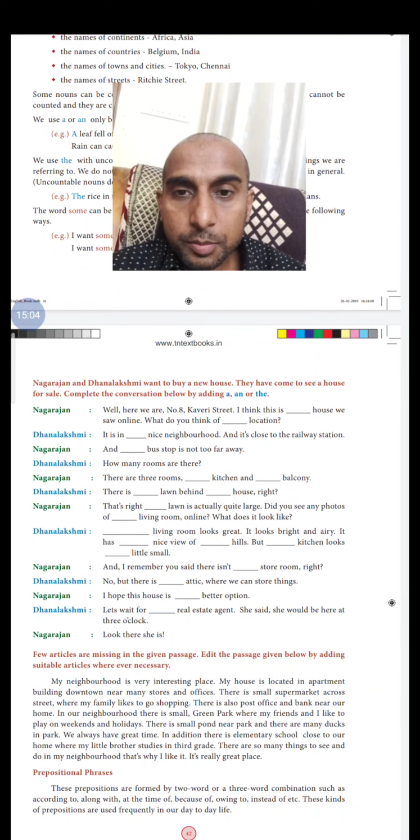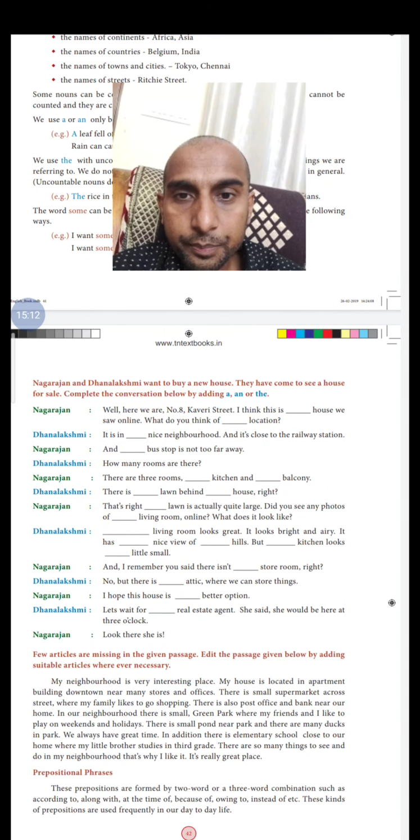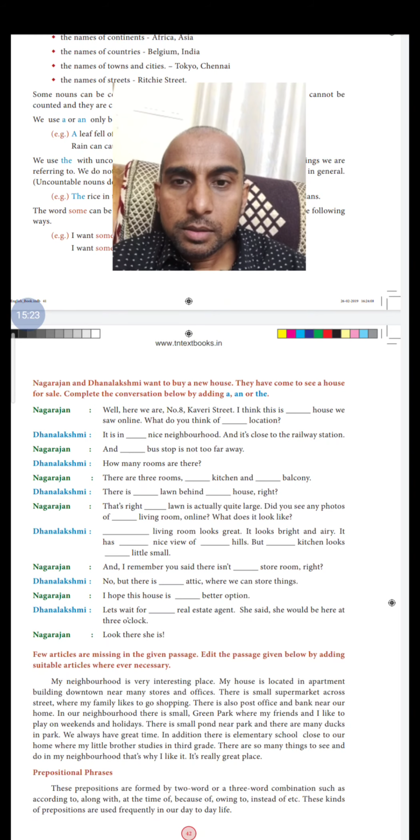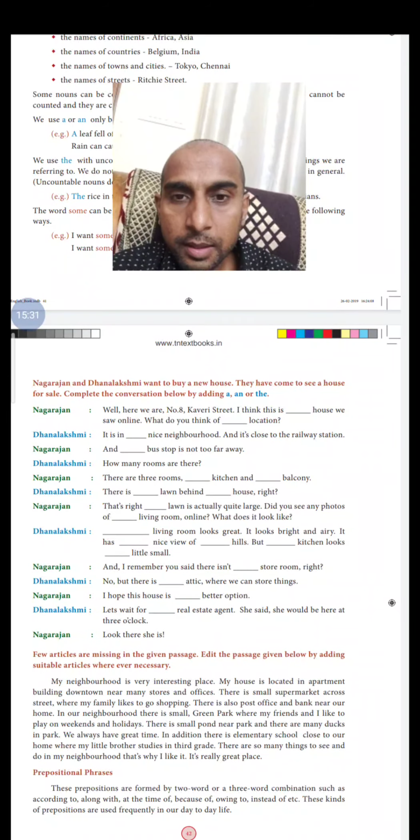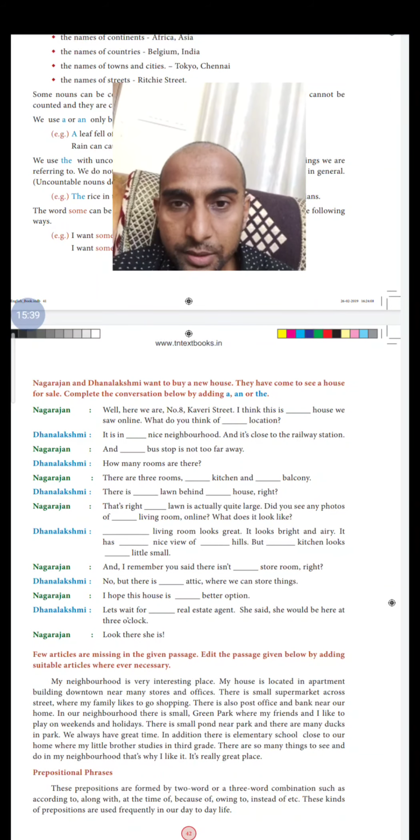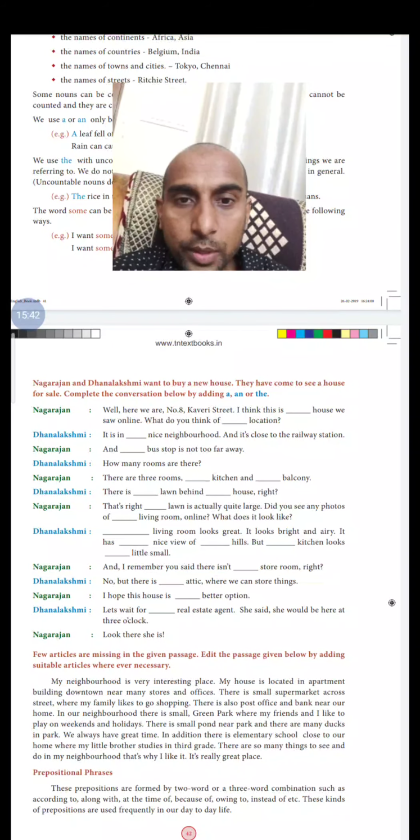For that, Dhanalakshmi replies, it is in a nice neighborhood and it's close to the railway station. Nagarajan: And the bus stop is not too far away. Dhanalakshmi: How many rooms are there? Nagarajan: There are 3 rooms, a kitchen and a balcony. Dhanalakshmi: There is the lawn behind the house, right? Nagarajan: That's right. The lawn is actually quite large.